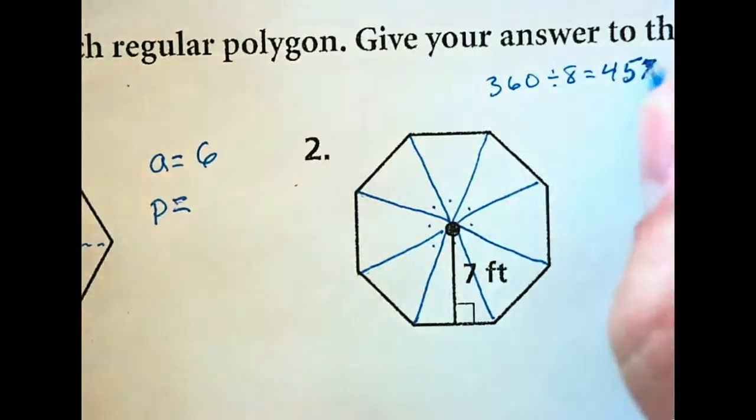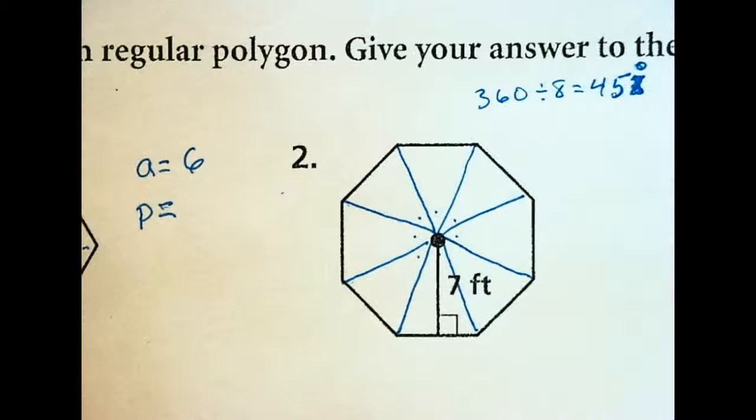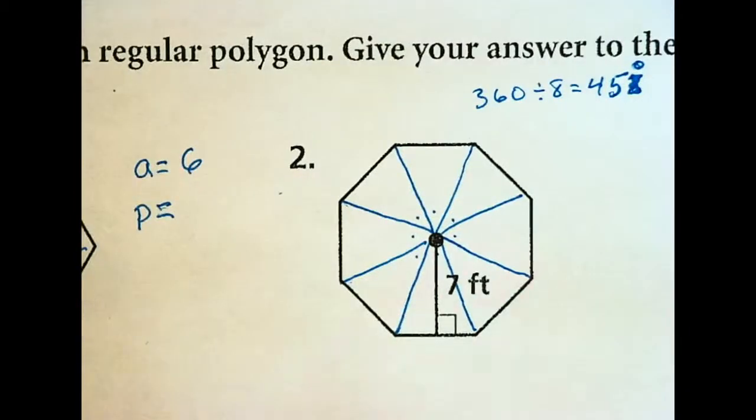Oops, not percent, degrees. Unbelievable. Okay? JJ? Isn't the perimeter not 36? I haven't got to the perimeter. We will get to that, though.